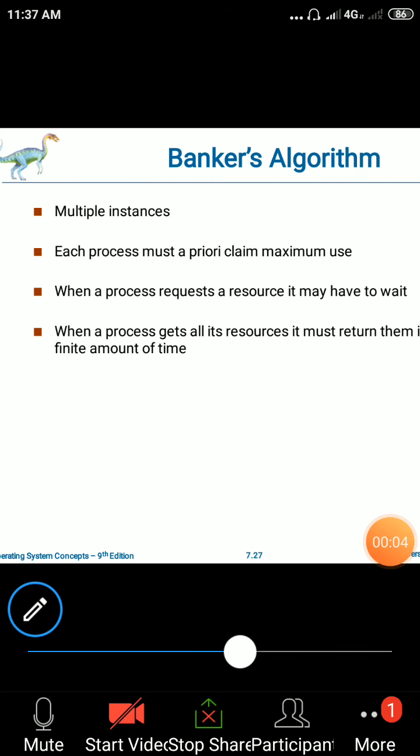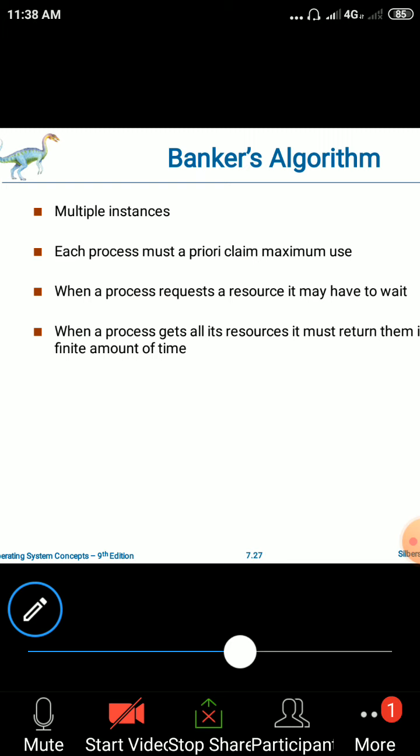We are using the Banker's algorithm if multiple instances of each resource type are available. In the last class I explained the resource allocation graph algorithm. That algorithm we can make use of only when a single instance of the resource is available. If multiple instances of the resources are available, then we cannot use the resource allocation algorithm. Hence we are moving on to one more algorithm called the Banker's algorithm.